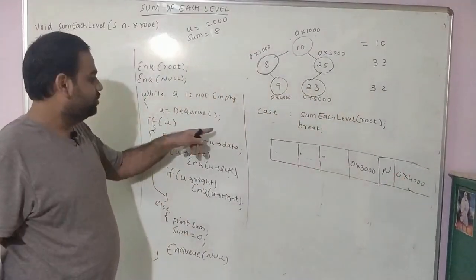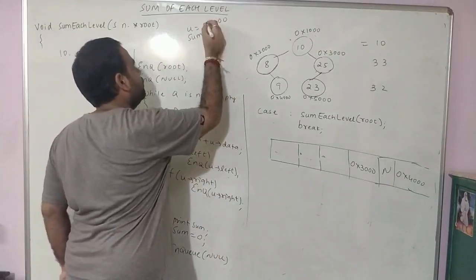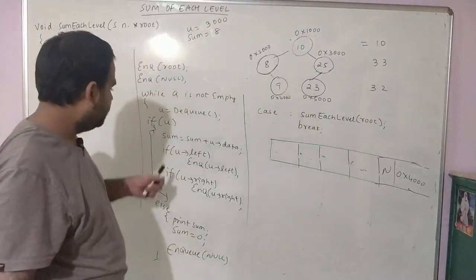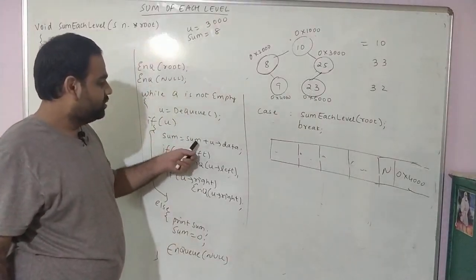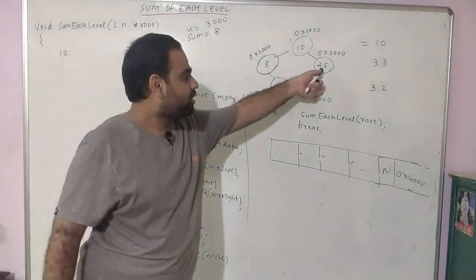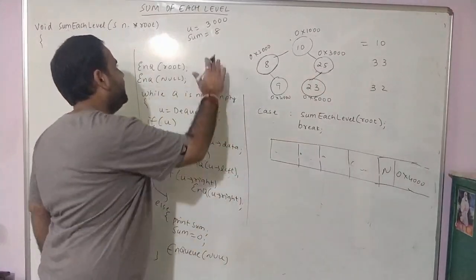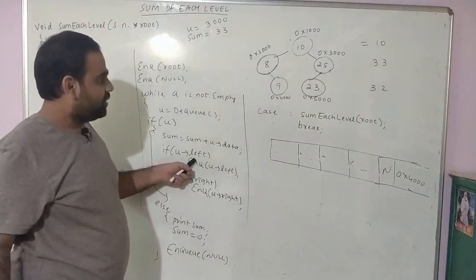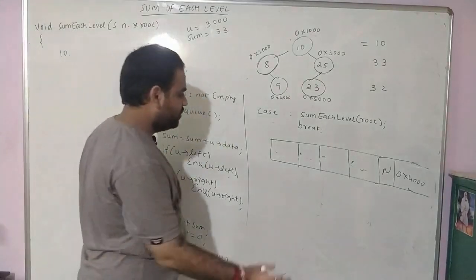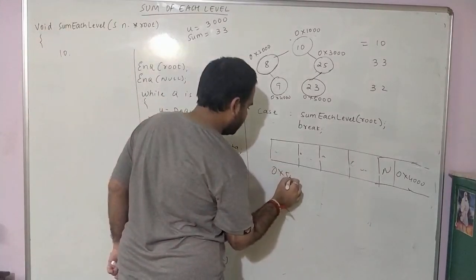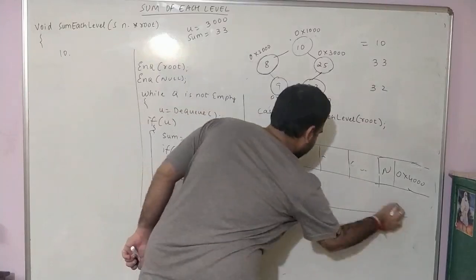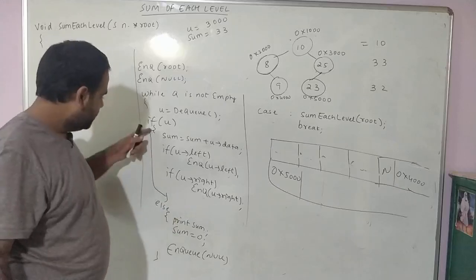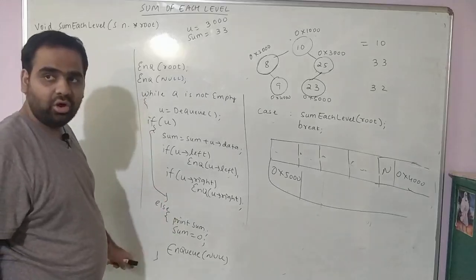Go back. Q is not empty. Yes, u is equal to dq. What do you dq? You dq 3000. 3000 is not null. Yes. Sum is equal to sum plus 3000 arrow data. What is 3000 arrow data? 25. 25 plus 8 is nothing but 33. Now, 3000 arrow left not equal to null. Yes, it is not equal to null. Therefore, you enqueue 5000 onto the queue. Is that okay? Now, 3000 arrow right is null. Therefore, do not execute this. Since if has executed, else should not be executed.